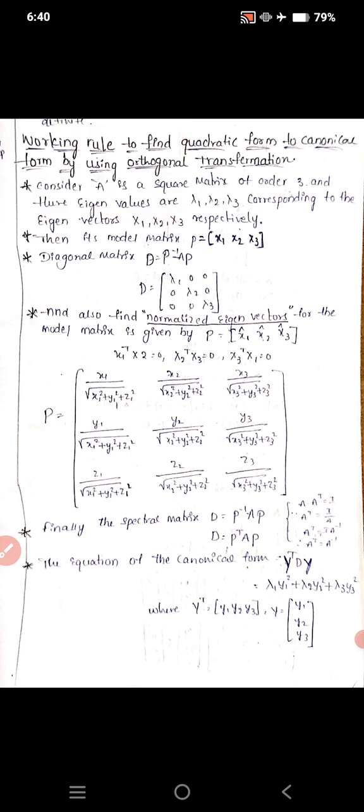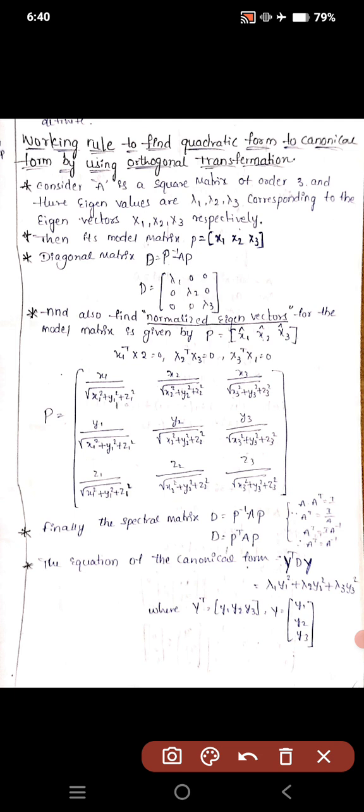So first we have to know the working rule to reduce the quadratic form to canonical form by using orthogonal transformation. First point, consider A is a square matrix of order 3, with eigenvalues lambda 1, lambda 2, lambda 3 corresponding to the eigenvectors x1, x2, x3.